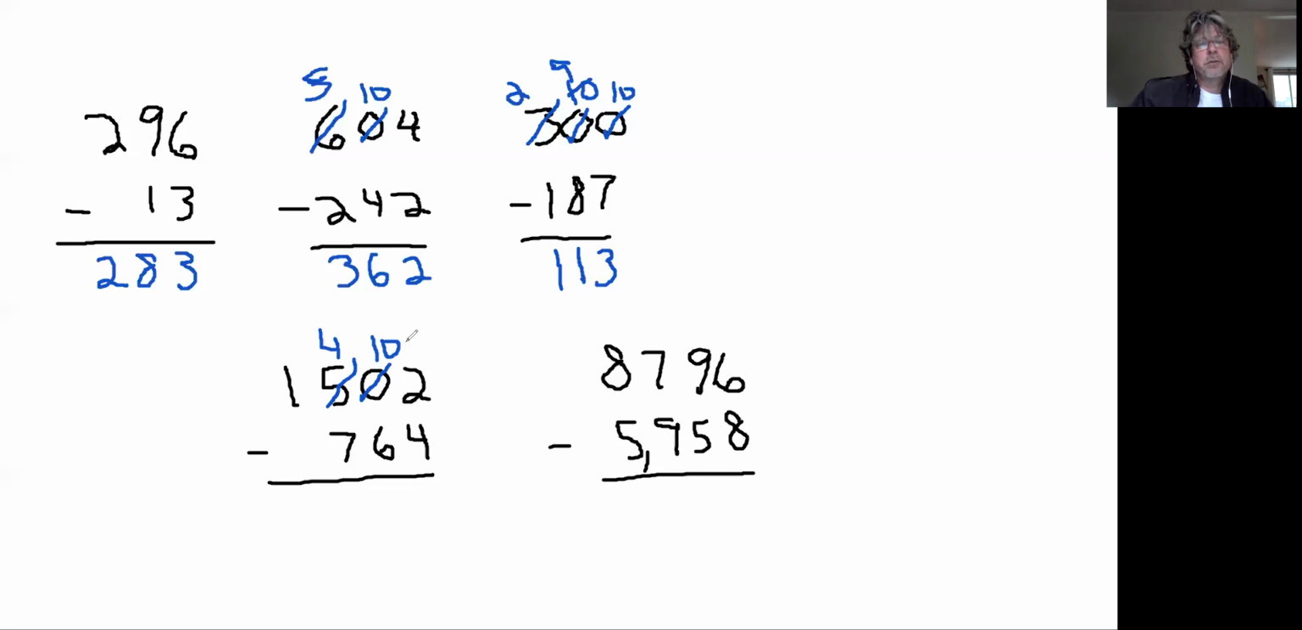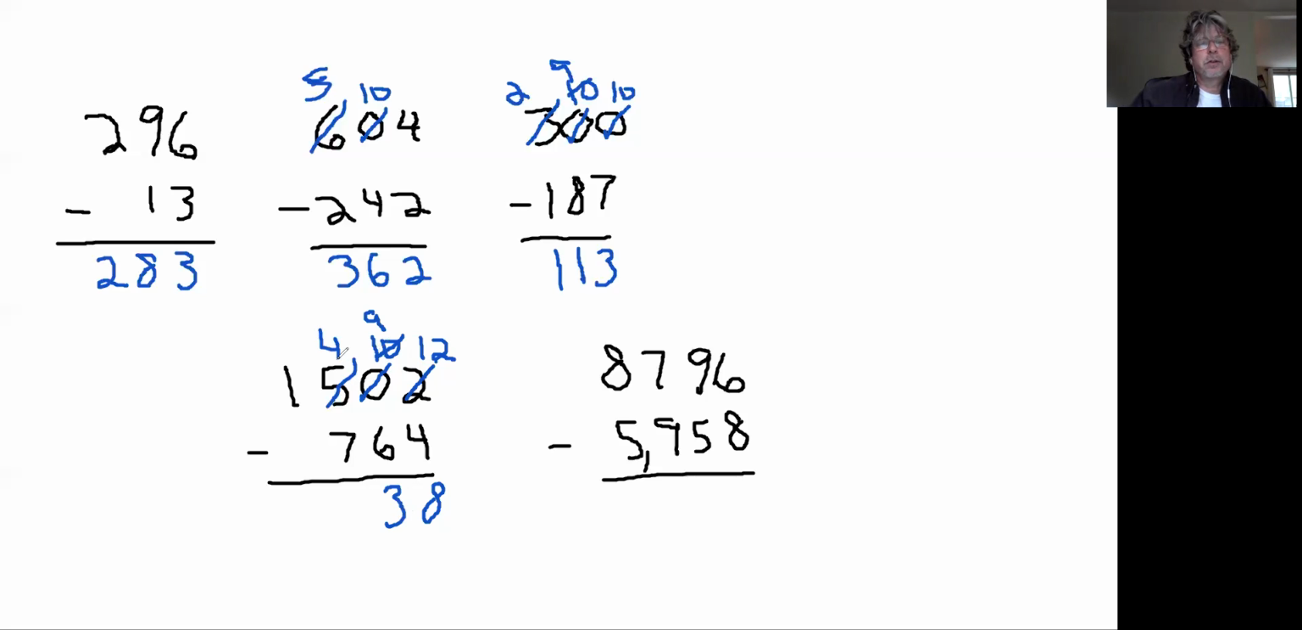Now I can borrow from the tens place, and that's going to make that 9 tens. And then I'm going to bring over the tens to the ones place, so it's going to be 10 ones plus the 2 ones. That's going to give me a total of 12 ones in the ones place. So now I can start subtracting. 12 ones take away 4 ones is going to give me 8 ones. 9 tens take away 6 tens is going to give me 3 tens.